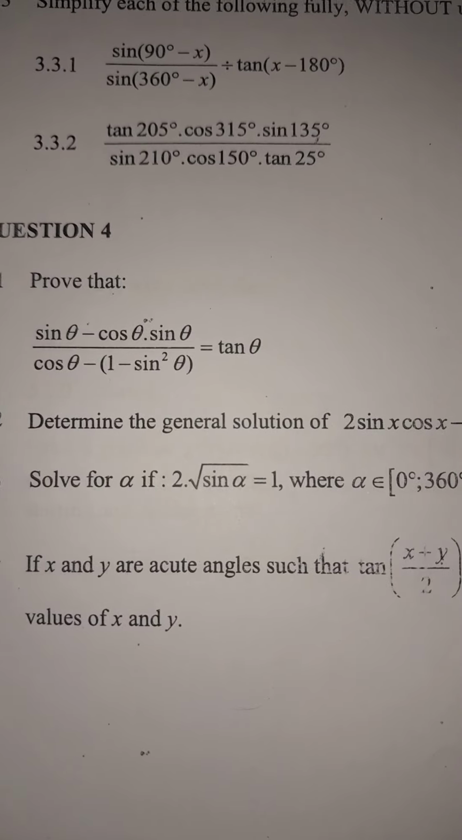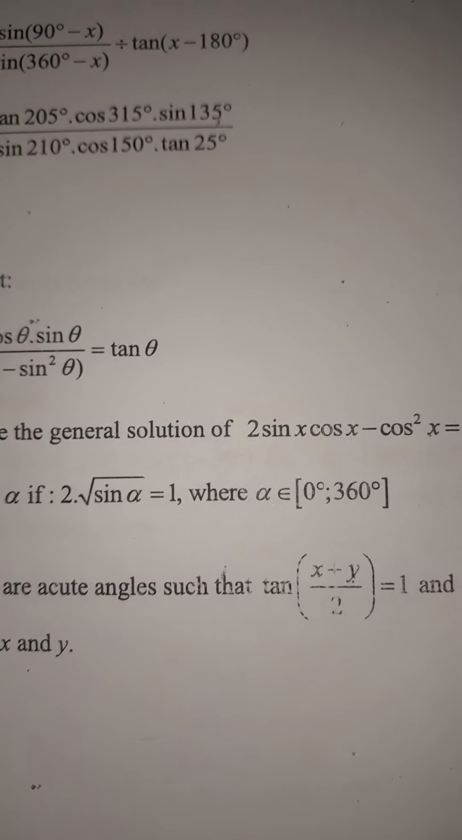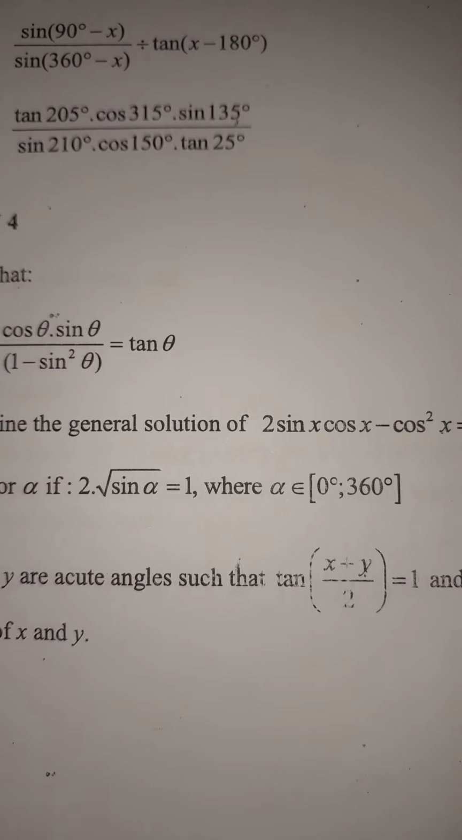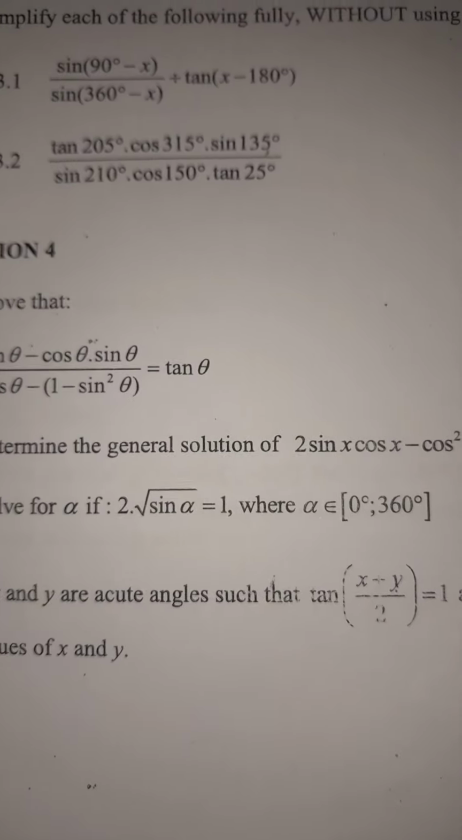At 4.3, solve for alpha if 2 root sine alpha is equal to 1, where alpha is an element of 0 and 360. We need to follow the restriction. So our answers must be between 0 and 360, right? So let's put this into practice.